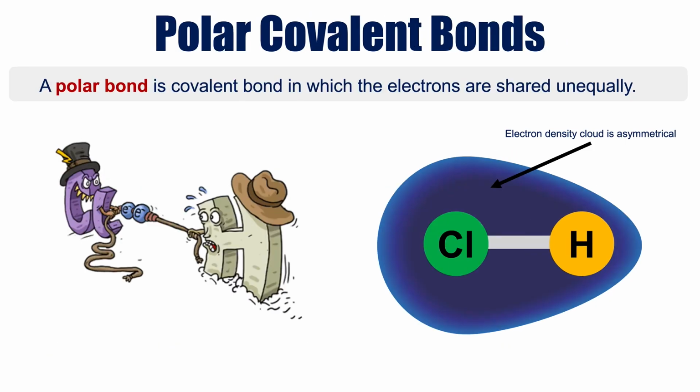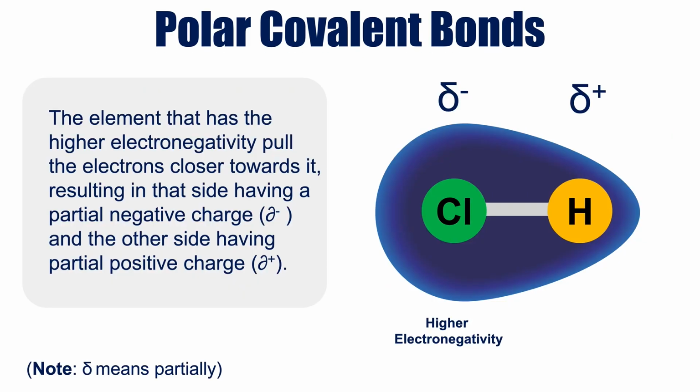The other type of covalent bond is a polar covalent bond. In a polar covalent bond, the electrons are shared unequally between the two elements. What happens is one element has a slightly higher electronegativity value, so it pulls the electrons a little bit closer towards it. That causes an unequal or asymmetrical distribution of electrons, and that leads to what's called a polar covalent bond.